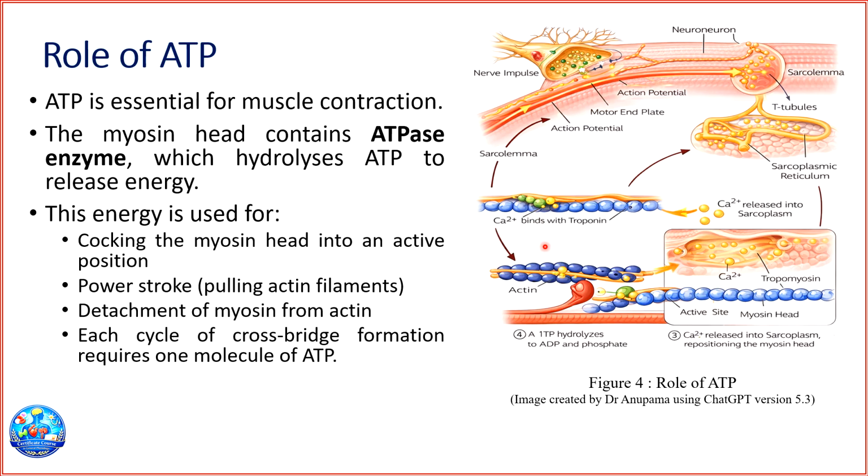Once calcium binds the troponin, conformational changes will happen. Then the sites open for the myosin head to bind. Already this myosin head is charged with the energy that is released upon hydrolysis of ATP. And then the muscle contraction takes place. So for every cycle, one ATP molecule is utilized.